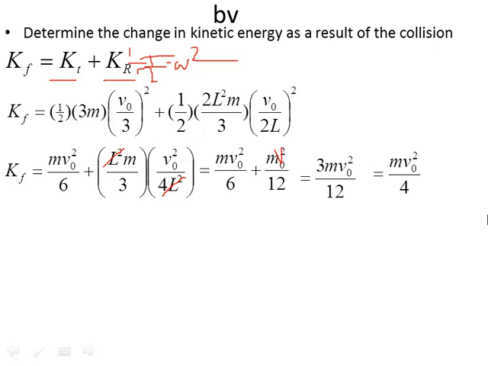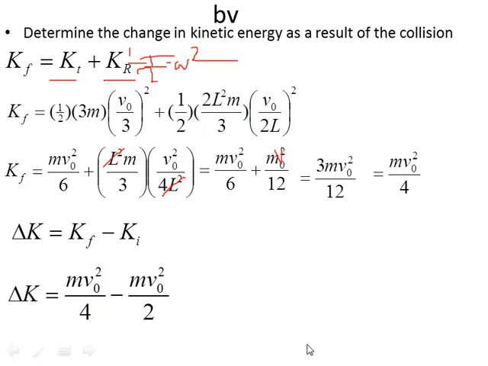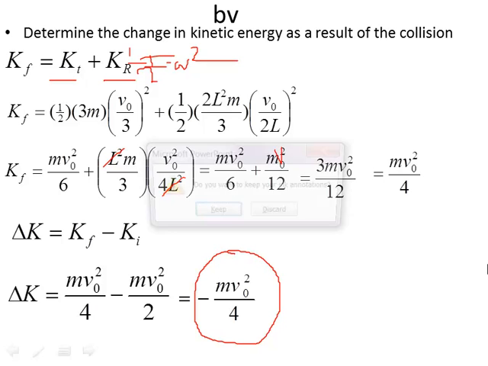Now the change in kinetic energy is the final minus the initial. The initial kinetic energy is just the kinetic energy that the clay blob had, which would be m v naught squared over 2. That's just 1/2 mv squared. So we end up doing the final, which is m v naught squared over 4 minus m v naught squared over 2. And our final answer is negative m v naught squared over 4. And that is that problem.